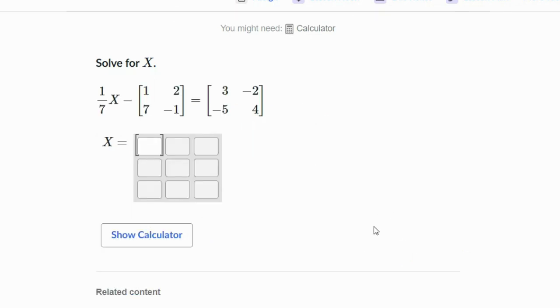Okay. Here's where it's messing up on us. We cannot finish this assignment. 1/7 times x minus 127 negative 1 equals 3 negative 254. The answer is going to be a 2 by 2 matrix. X has to be a 2 by 2 matrix to subtract another 2 by 2 matrix, and they gave us a 3 by 3 matrix. This problem is not going to let us work it.